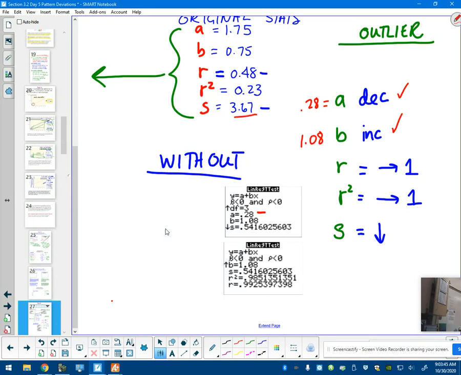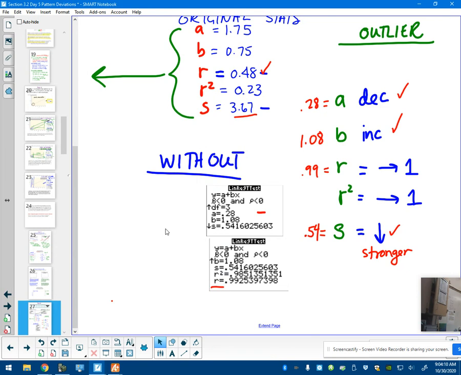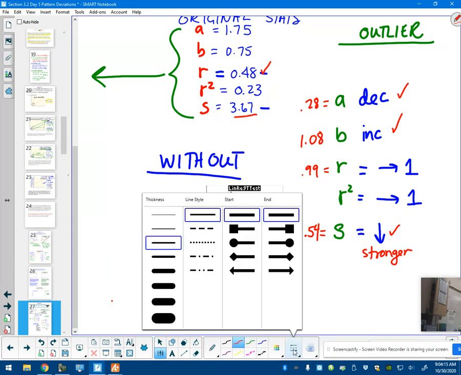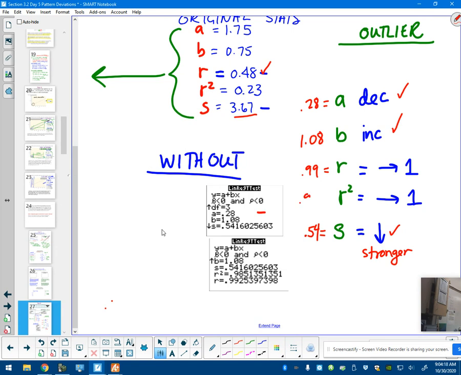S used to be 3.76. S is now 0.54. Did it get better? Yeah, it got stronger. It did, in fact, go down. R used to be 0.48. It's now 0.99. Did that get better? It got way better. And R squared also got way better. I'm going to put 3 decimals this time. It's 0.985, and it got way better.